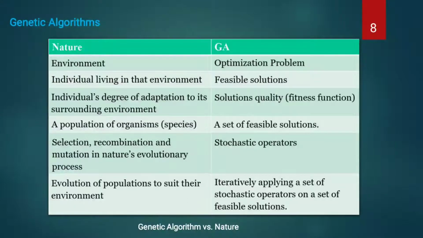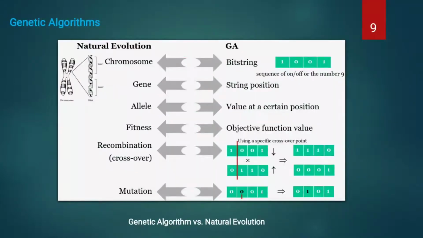In GA, this is done by applying a set of stochastic operators on a set of feasible solutions. And here is another table for natural evolution and GA. A chromosome is like a bit string, actually a bit string like a chromosome, a string position is like a gene, and the value of a certain position is like an allele, something like that.